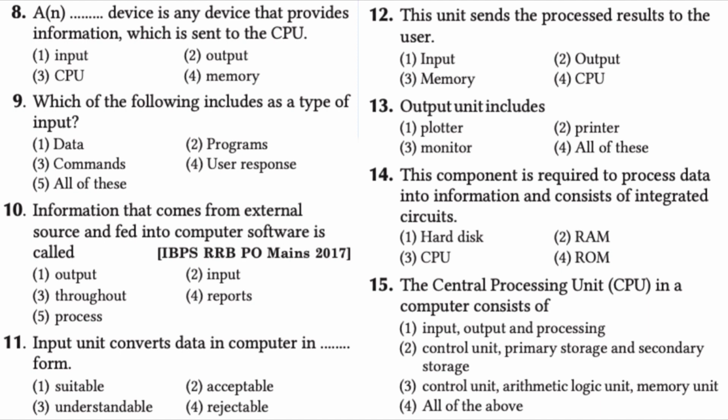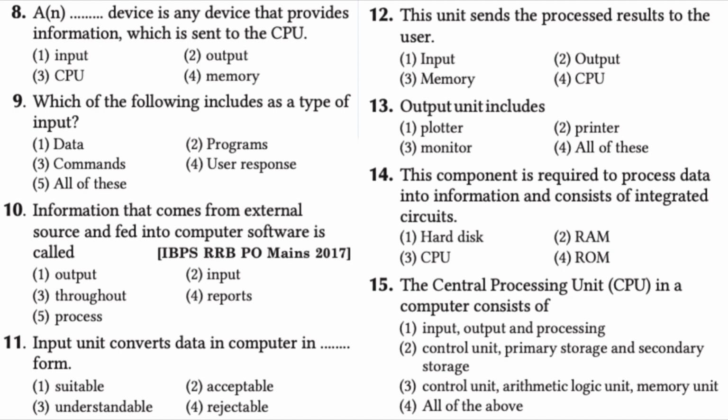Now, let's tackle question 13. The output unit includes. Here the correct answer is 4. All of these. The output unit can include devices like plotters, printers, and monitors, all of which play a role in presenting information to the user.